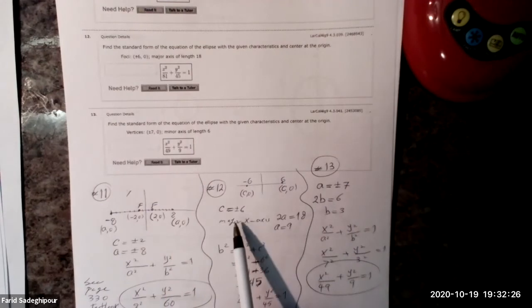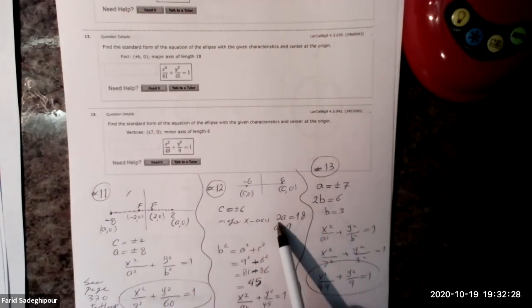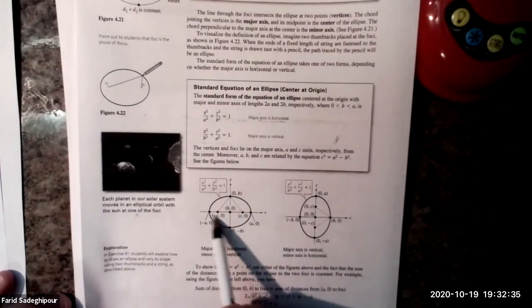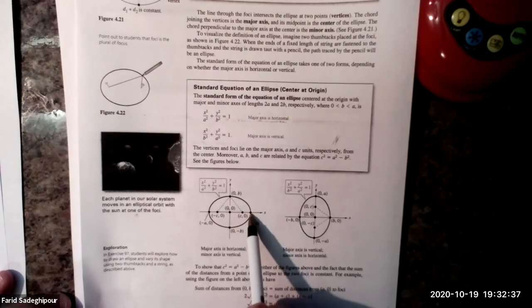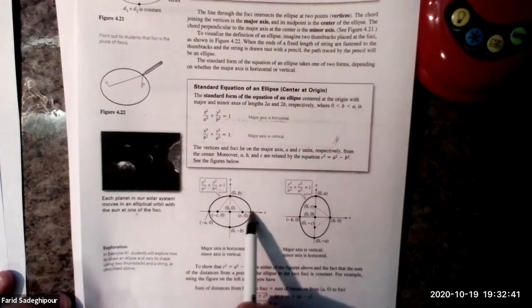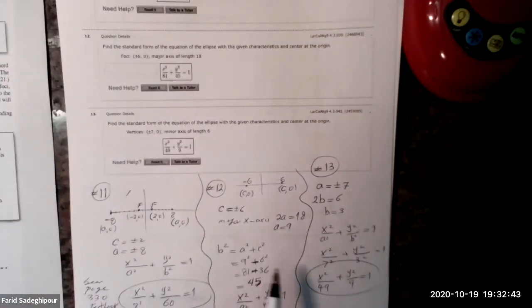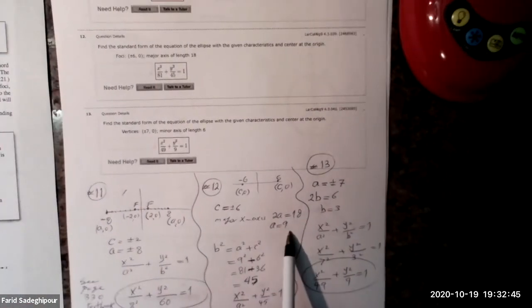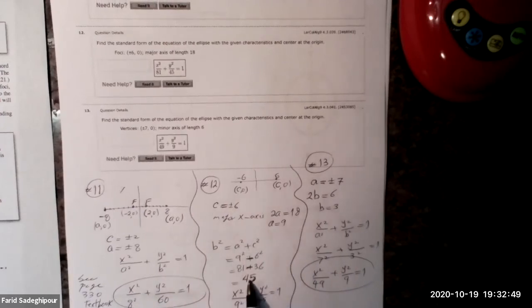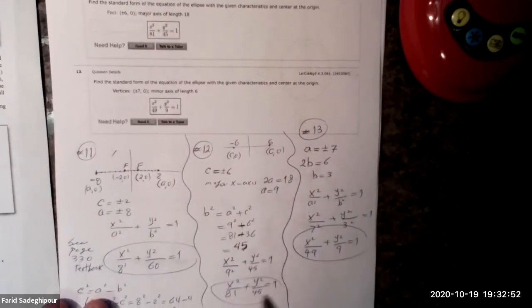That means 2a. See, in this kind of ellipse, this is your major axis from here to here, which is a, and this is another a, so it's 2a. Major axis is 2a. 2a is 18, a is 9, c is given. You put everything here, that gives you the value of b. You put it back in the equation.